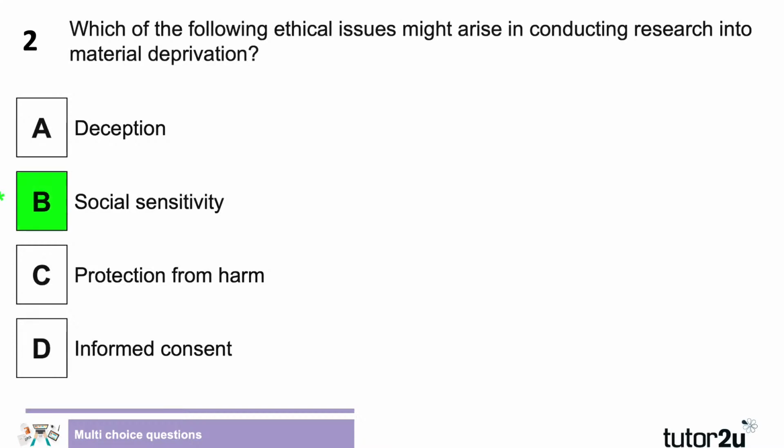But you are all correct. It is social sensitivity. The idea being, if you're talking about somebody's economic background, they may become quite sensitive about it. And so we might use a method where we develop a rapport. So something like maybe an unstructured interview, or alternatively one where there is not a researcher present, something like a self-completion questionnaire to look at material deprivation.